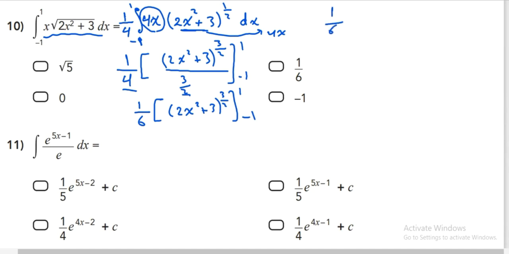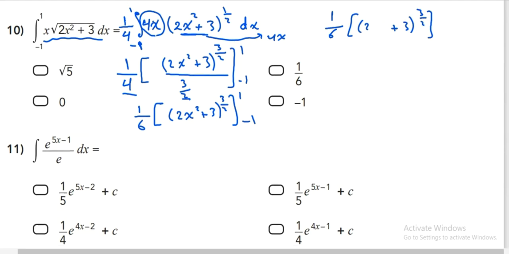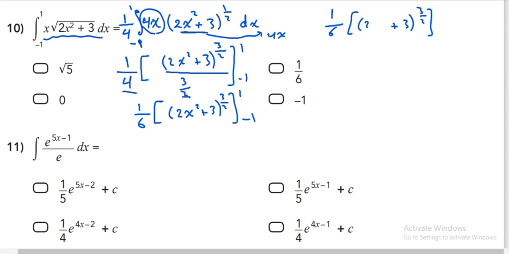The first, 1 over 6, here it's 2x power 2 plus 3 all to the power 3 over 2. Here in this case we'll put x equal 1, so it will be 1 power 2. If we calculate, the value will be 1.86. The other one, put negative 1 in the place of x.